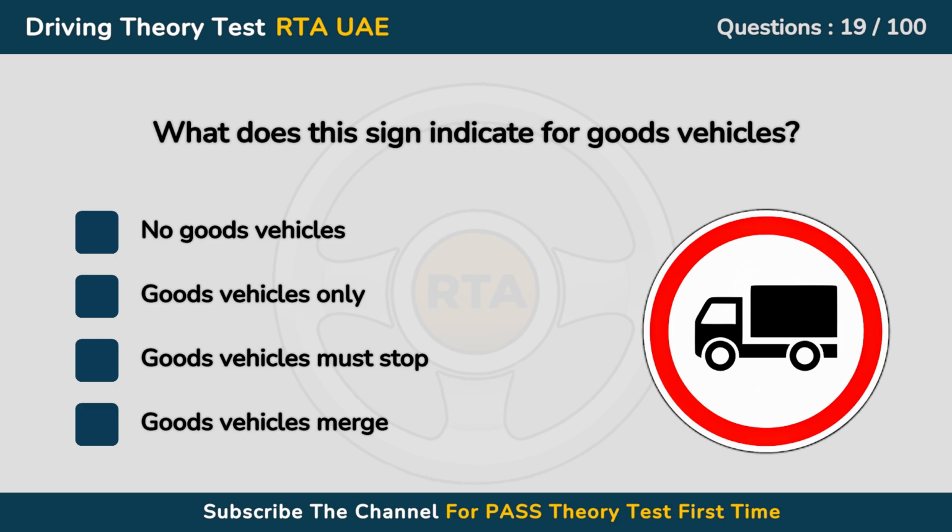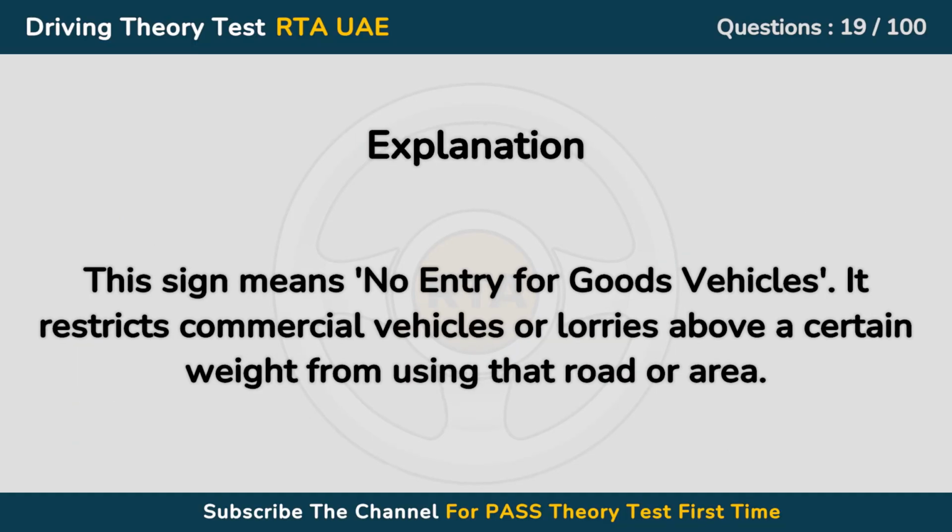Question 19. What does this sign indicate for goods vehicles? A. No goods vehicles. B. Goods vehicles only. C. Goods vehicles must stop. D. Goods vehicles merge. Answer is A. No goods vehicles. This sign means no entry for goods vehicles. It restricts commercial vehicles above a certain weight from using that road or area.